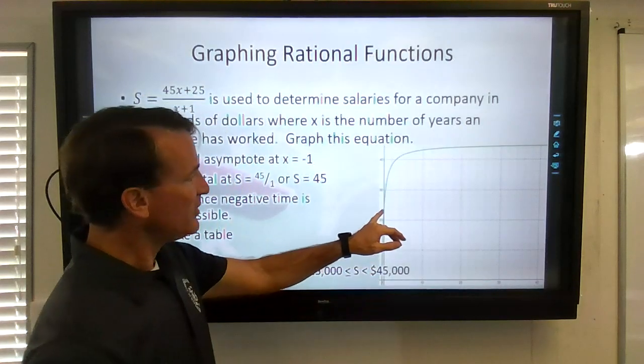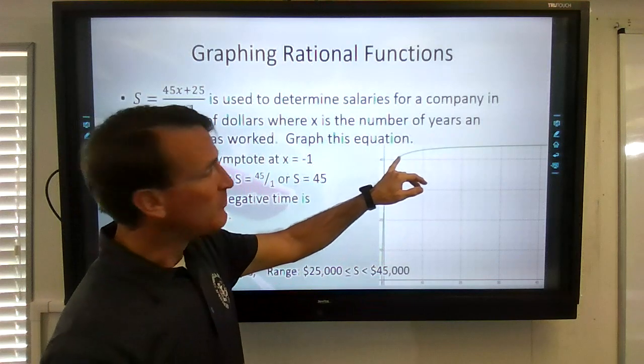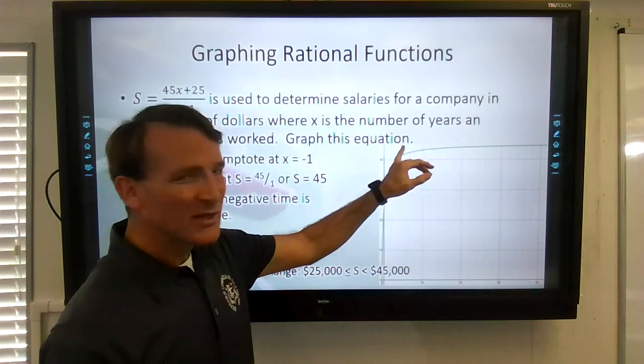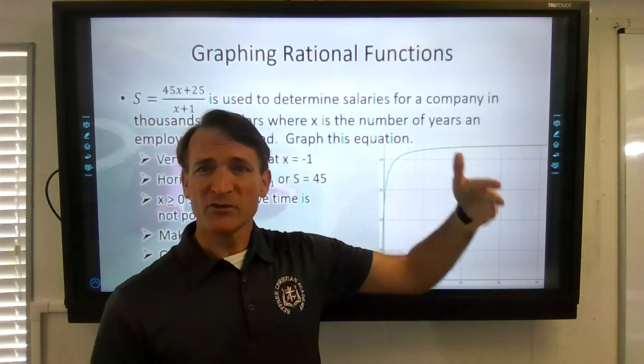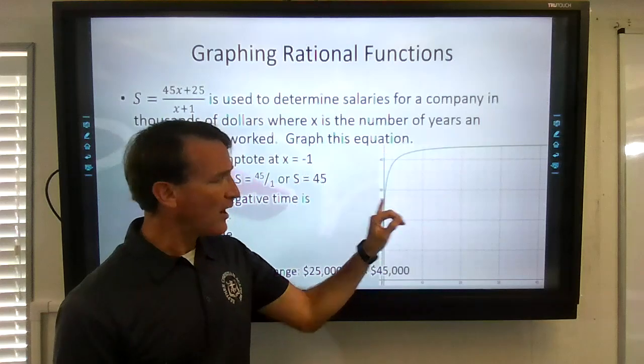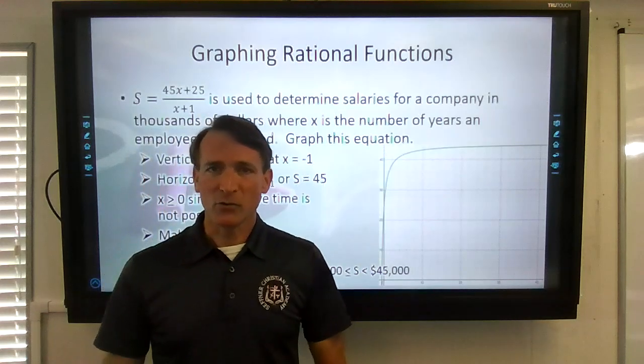As you serve with the company, it does start to grow very quickly, but then as you get past probably 7 or 8 years, it starts to really slow down. You're still getting raises, but not nearly the amount of raise that you got early on in your career at that particular company.